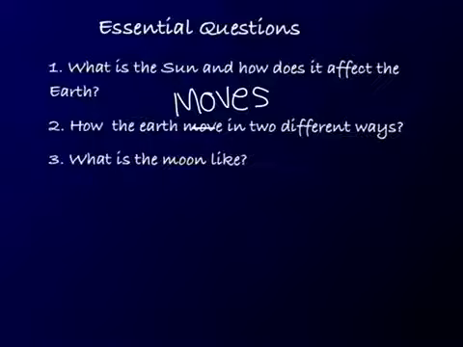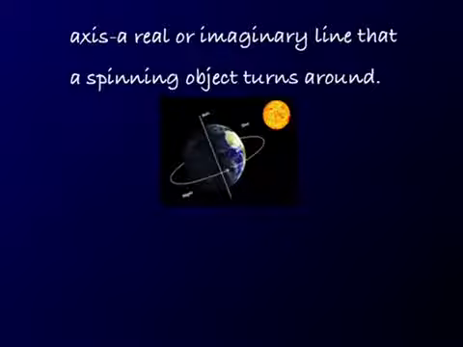And at the very end of the lesson, you will get the answers to these 3 questions as we move along through the lesson. Starting with our first word for the evening is axis. Axis is a real or imaginary line that a spinning object turns around. So for example, if you look at the picture here, you'll notice the axis is in the very middle of the earth, and that is what the earth spins around on, the imaginary axis.